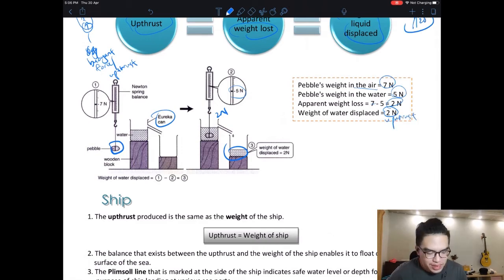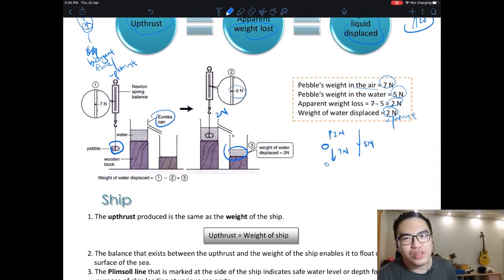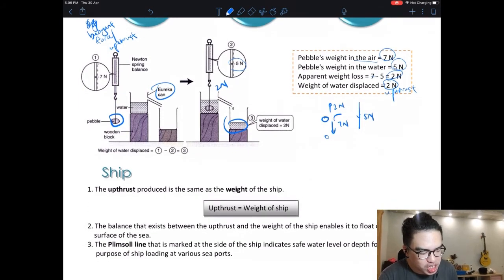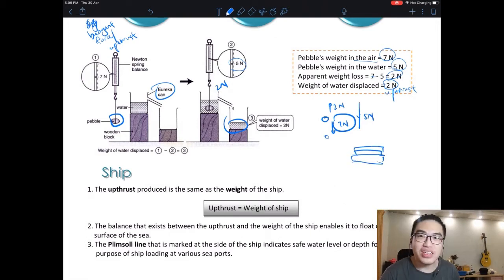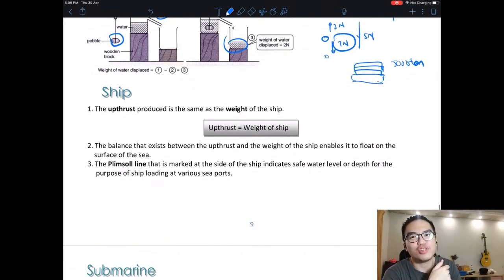So here's the thing. This is the stone. It's 7 going down. It's 2 going up. I'm still 5 going down. This stone is still sinking. Here's the question I want to ask you. The stone is 7 Newton, it sinks. But a container ship is 5,000 tons. It still floats. Why? This is what I want to talk about, which is buoyancy.